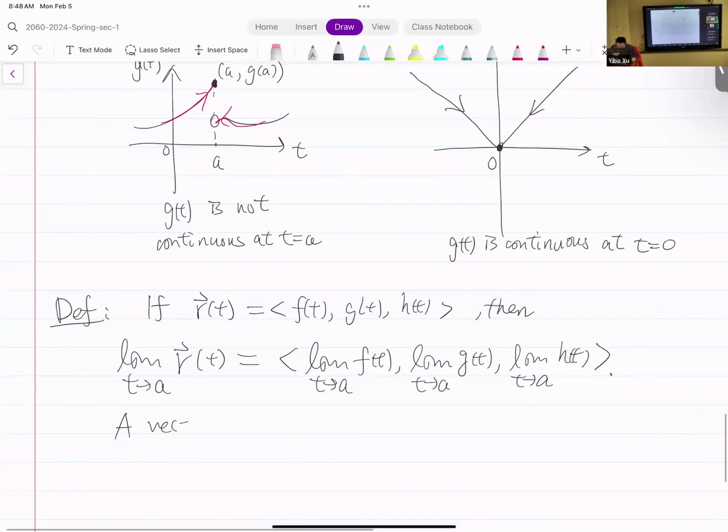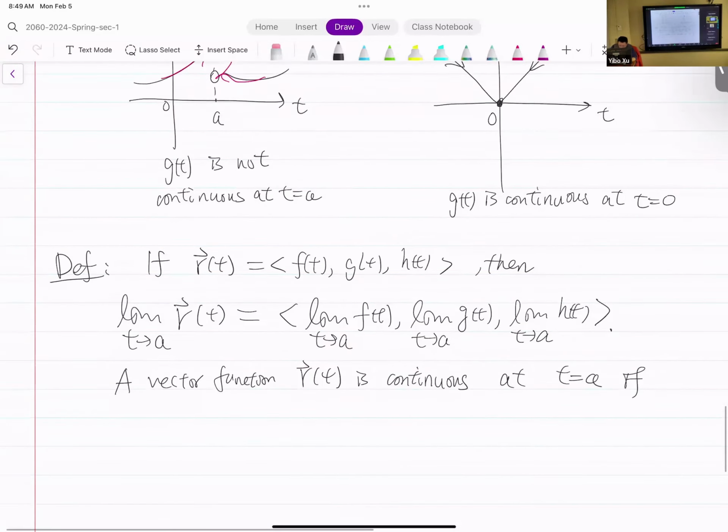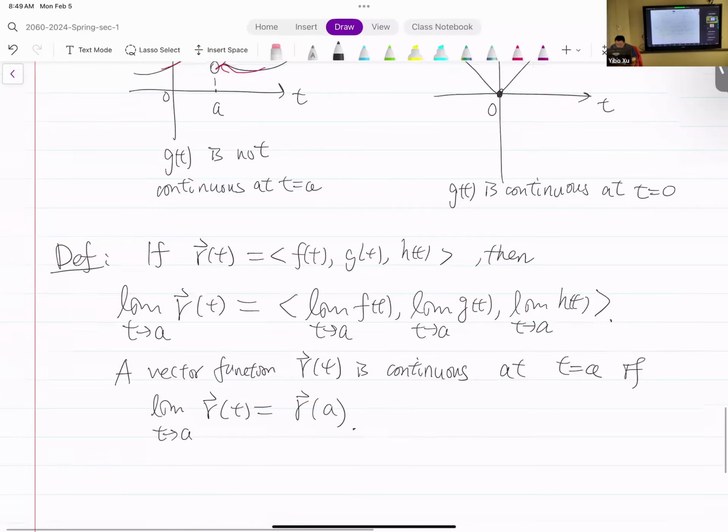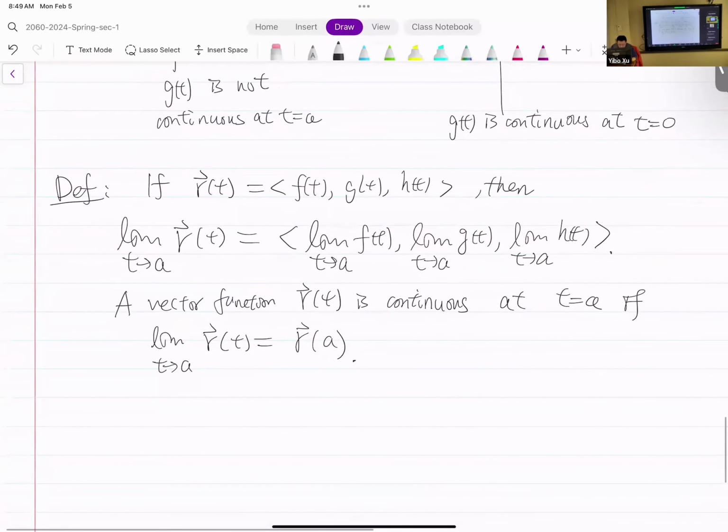A vector function r of t is continuous at t equals a if the limit at the point a equals the functional value at the point. Vector functional value at the point. So just a direct extension from multivariate calculus.